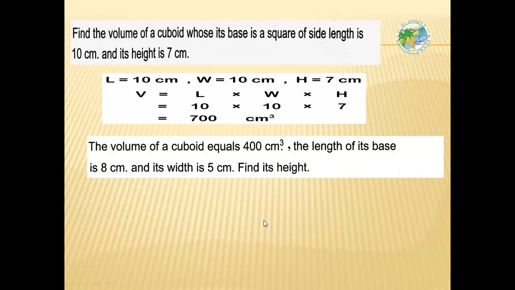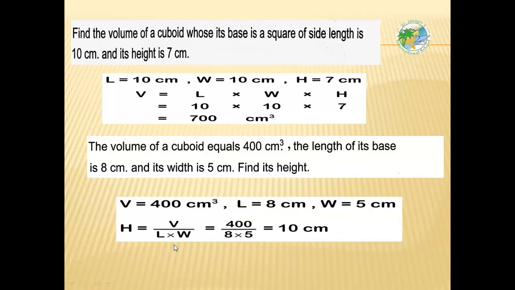Who can answer? Okay, fine. Now the volume is 400 centimeter cube, length 8 centimeters, width 5 centimeters. Then the height of the cuboid equals volume over length times width, equals 400 over 8 times 5, equals 10 centimeters.